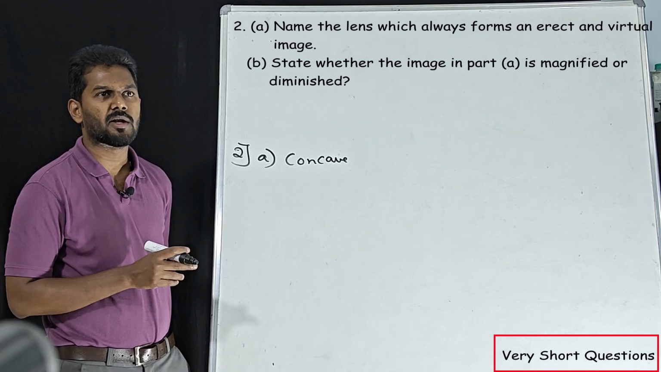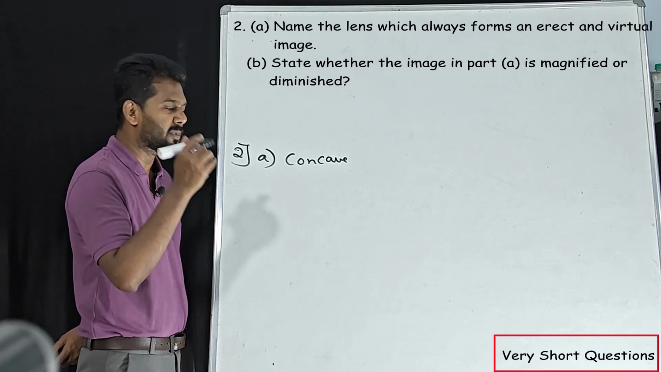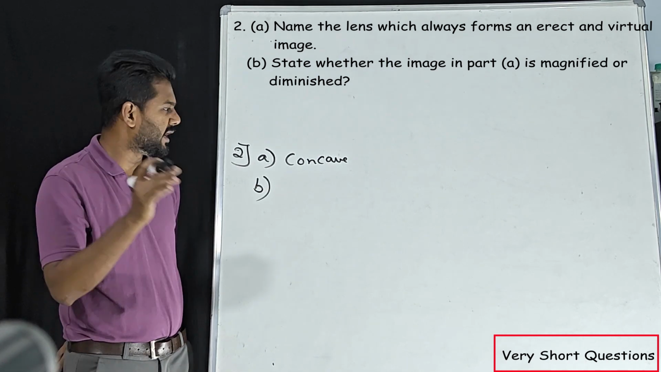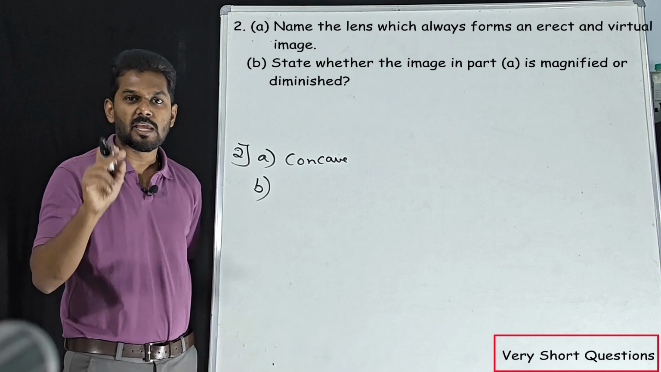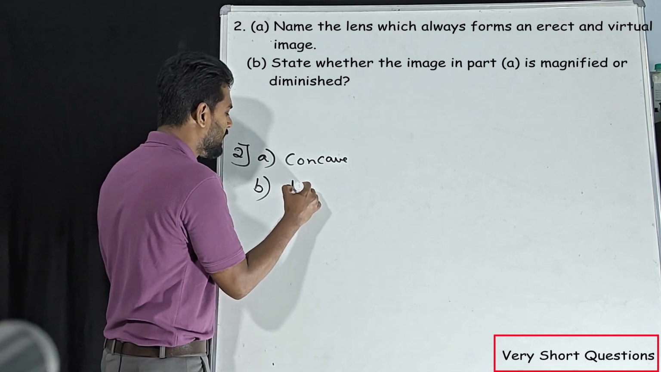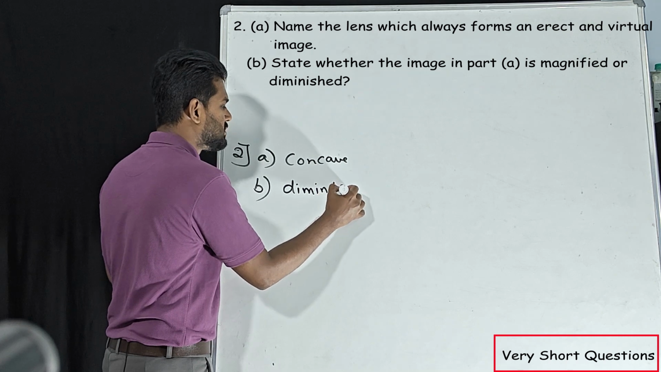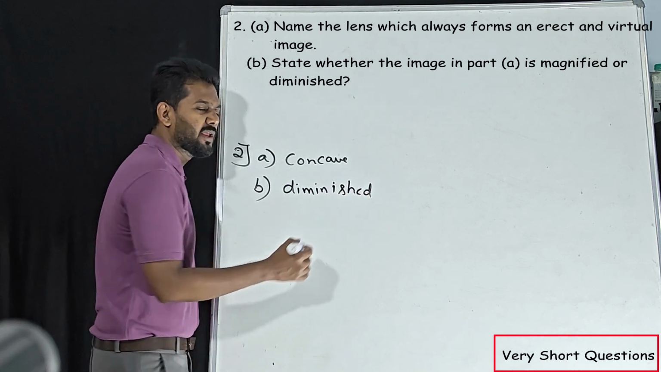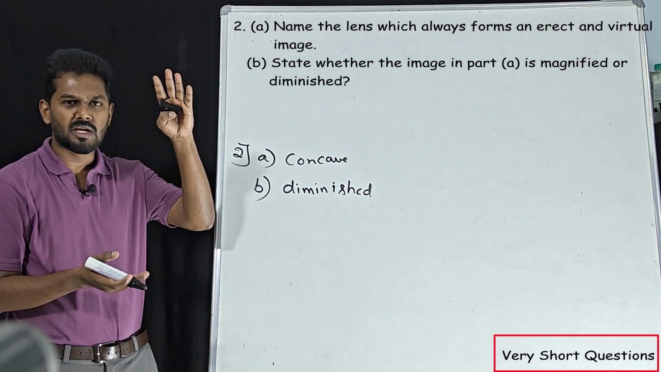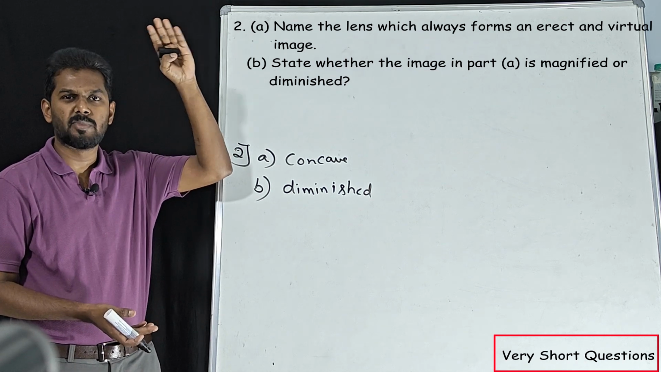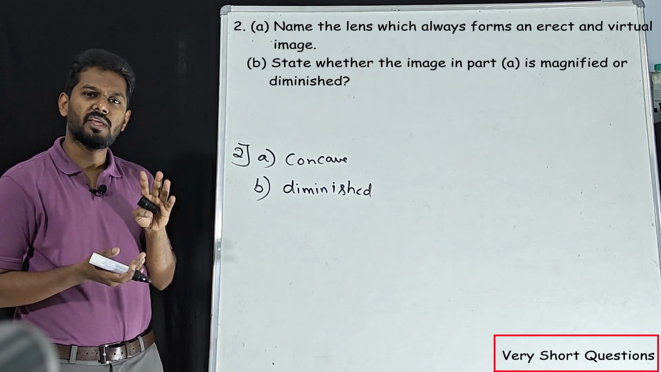State whether the image in part A is magnified or diminished. We know, if it is concave lens, the image is always diminished. The image is always diminished. What do you mean by diminished? The size of the image is smaller than the size of the object. Object size is bigger compared to the size of the image.